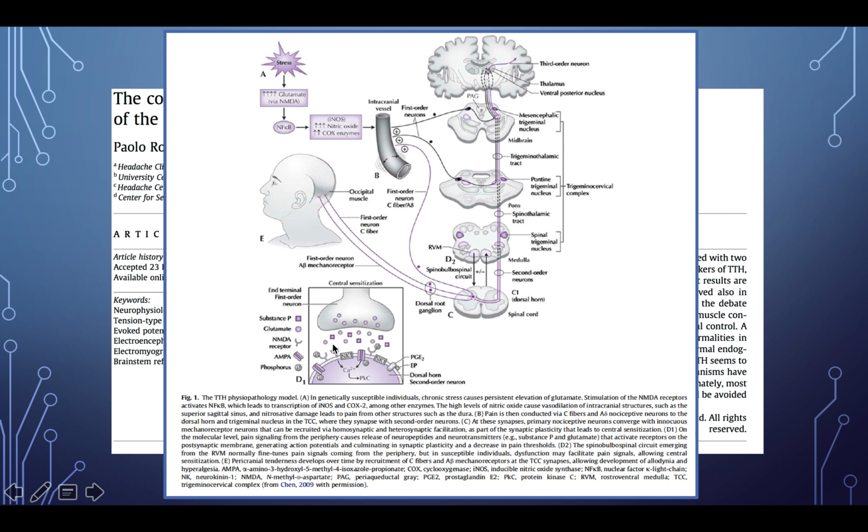So it's really important to, again, address some of the chemical mediators and some of the dysfunction that those play a role in, to help the patients get out of pain. I'm going to backtrack a little bit. At these synapses, primary nociceptive neurons will converge with some of the mechanoreceptor neurons that can be recruited via facilitation as part of the synaptic plasticity that leads to central sensitization. So again, these chemical mediators continuing to fire into these pathways will create central sensitization, which will create pain.